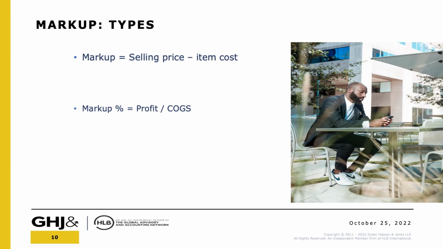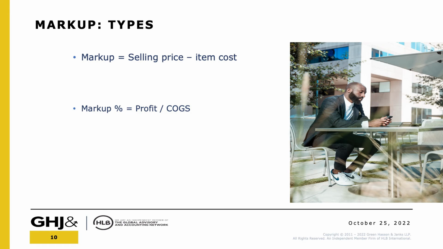And the direct cost is the cost of our materials, labor, manufacturing, any sort of cost attributable to producing one extra item. Now, as a calculation, markup is simply our selling price less our item cost. As a percentage, it's just the profit, which is the markup, divided by our COGS. So let's take a look at an example.